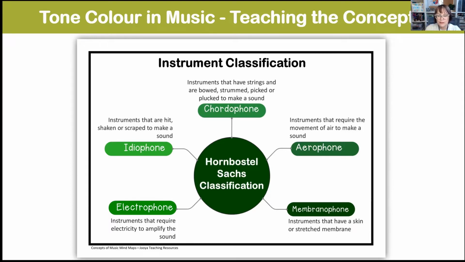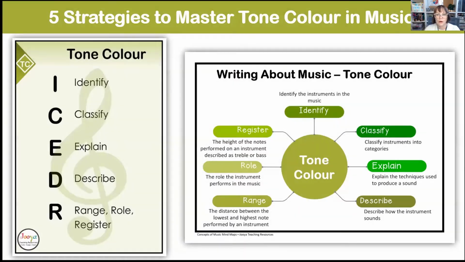And I was more about just getting their eyes to open up about, oh, it's much easier to classify instruments this way, or it's much easier to classify them this way. All right, so again, you can see that there's the 2 different things here, and they relate one to another. So that tone color poster there, which you get for free, identify, classify, explain, describe, range, role, register. They're the 5 things you need to know or discuss when you're doing a tone color question. And that page there, as it said, is in those documents or in those things over in my store.